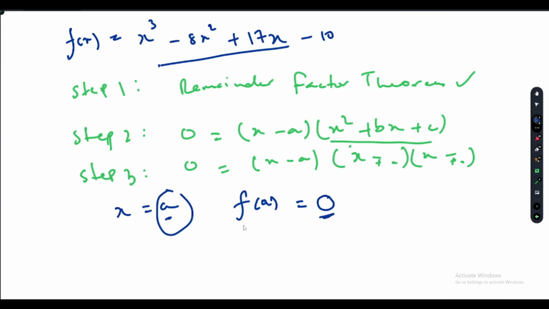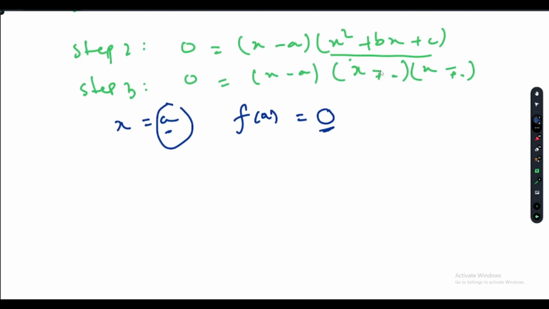So this is where our theory comes into play. A will always be a factor of the constant in the equation. So in this case, a factor of minus 10, which means that a will either be plus or minus 1, plus or minus 2, plus or minus 5, or plus or minus 10. How do we decide which one it's going to be out of these potential 8 numbers? This is where a little bit of trial and error comes into play.